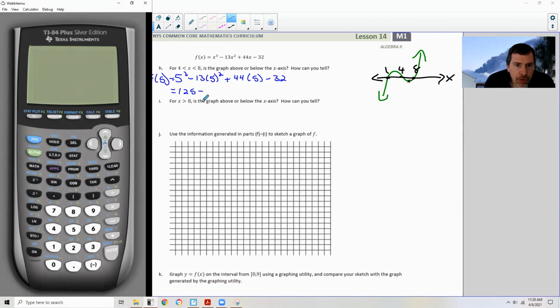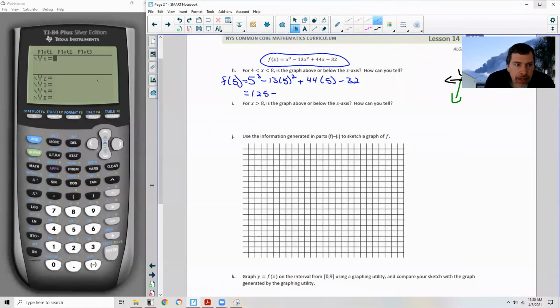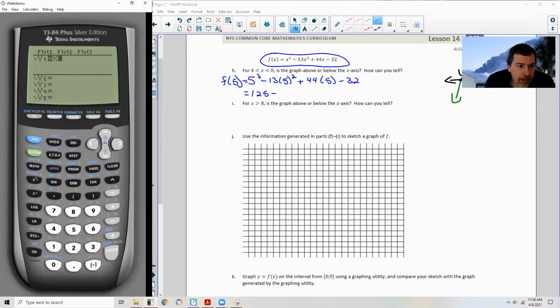Okay, so I'm going to show you something now. I am going to go in here at y equals. Instead of having to do this over and over and over, watch what I'm going to do. I'm going to put this function in the calculator. So I'm going to put x to the third minus 13x squared, whoops, that's not squared. Let's try that again.